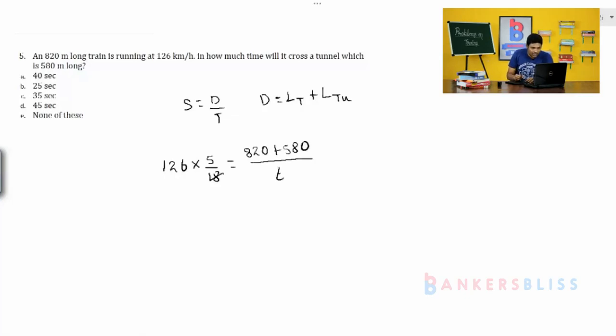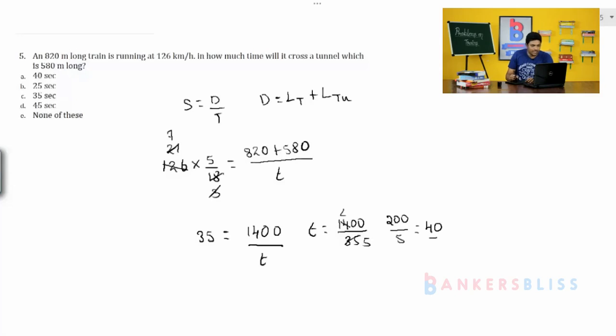See, 6 3s are 18, next 6 2s are 12, 6 1s are 6, 3 7s are 21, 7 into 5 is 35. So 35 is equal to 1400 divided by T, therefore T is equal to 1400 divided by 35. Again, 7 5s are 35, 7 2s are 14, so 200 by 5, which is 5 4s are 20, 40 seconds. So the answer is 40 seconds. Very simple. These types of problems you can expect in your clerical exam.